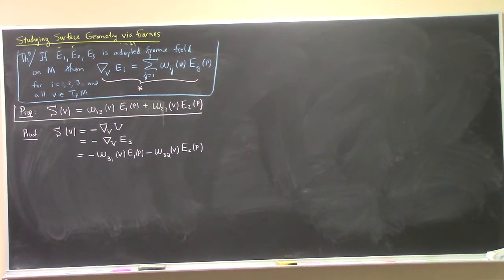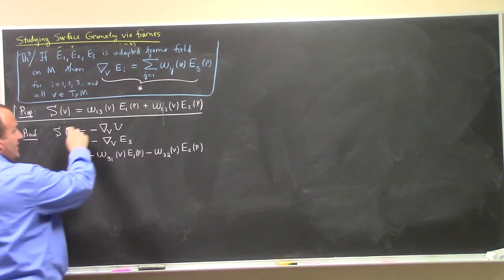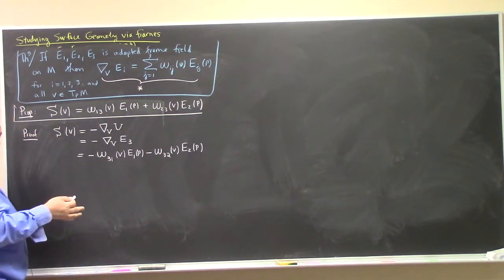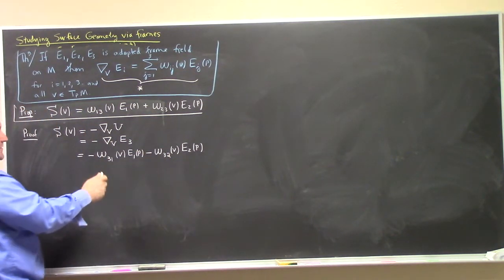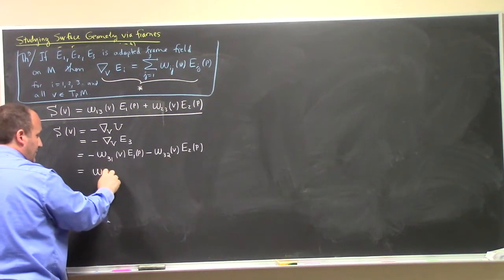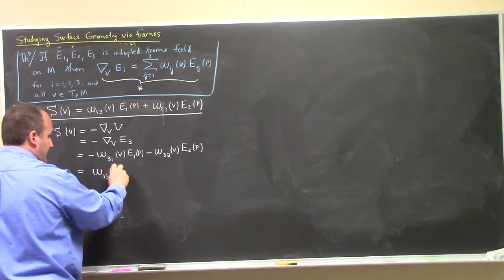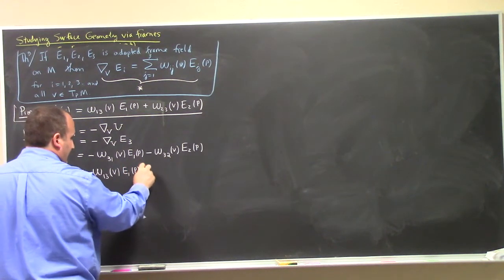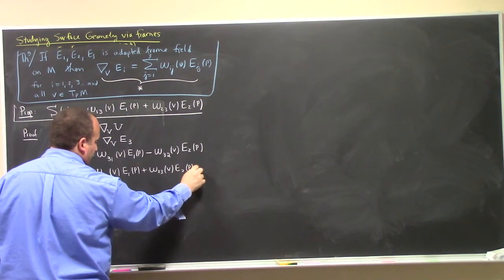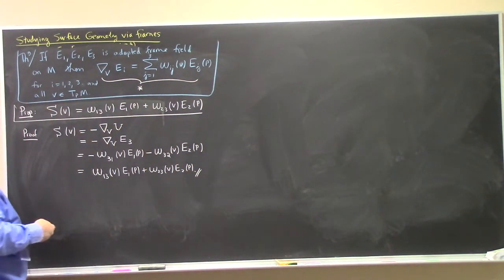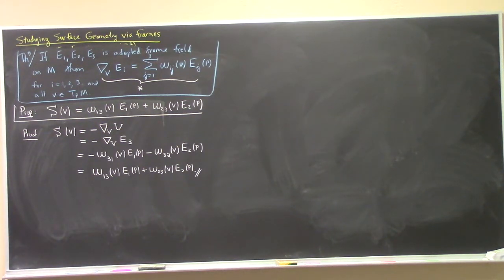Now, does that match this yet? Not quite yet. What's the difference? 1 3, 3 1, 2 3, 3 2. We just use the property that when we flip, we get a minus, the antisymmetry. And there you go. I'm going to keep the proposition on the board. I'm going to erase the proof shortly, but I need to keep that there because I need it later.